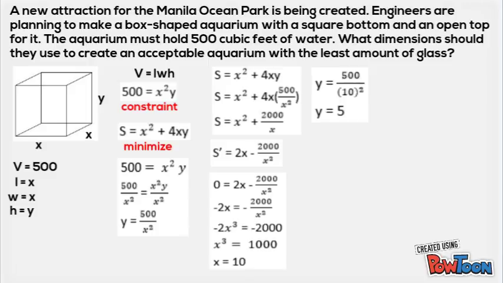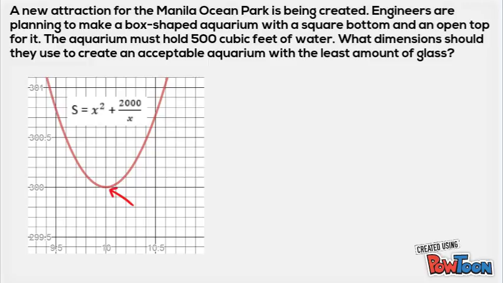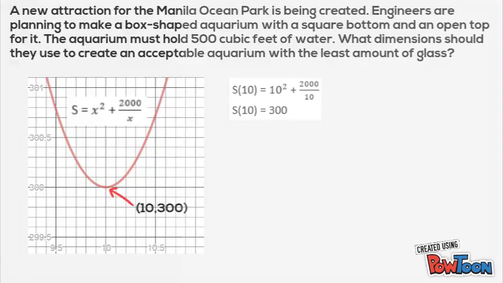To verify our answers, let us look at the graph of the function of the surface area in terms of one variable. Notice that the minimum value of the graph has the coordinates of 10, 300. If we substitute our x value, which is 10, into the formula, we get a surface area of 300. Thus, it shows that our solution is correct.